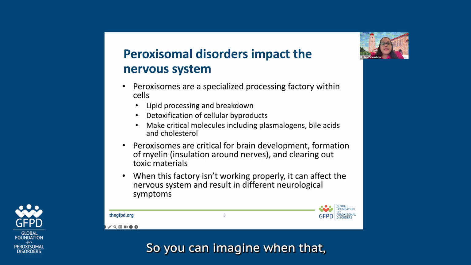So you can imagine when this factory isn't processing lipids properly, or there isn't enough of the peroxisomes or enough factory members present, it can affect the nervous system and result in a variety of different neurological symptoms.